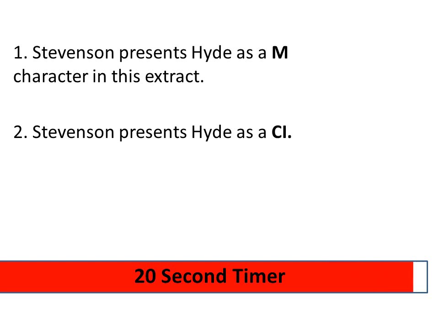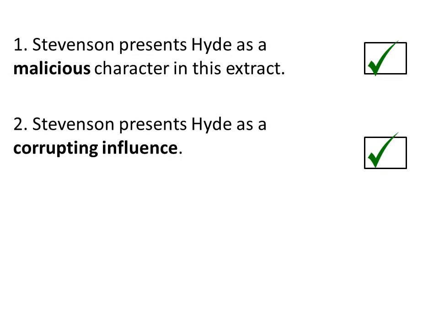Okay, let's see how well we have done. Number 1, Stevenson presents Hyde as a malicious character in this extract. And number 2, Stevenson presents Hyde as a corrupting influence. Well done if you got both of those right. And let's now go on to our final thought for this lesson.